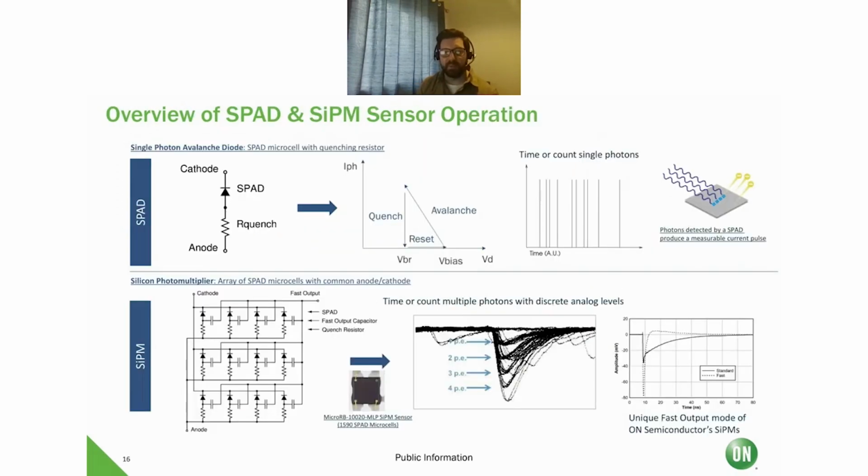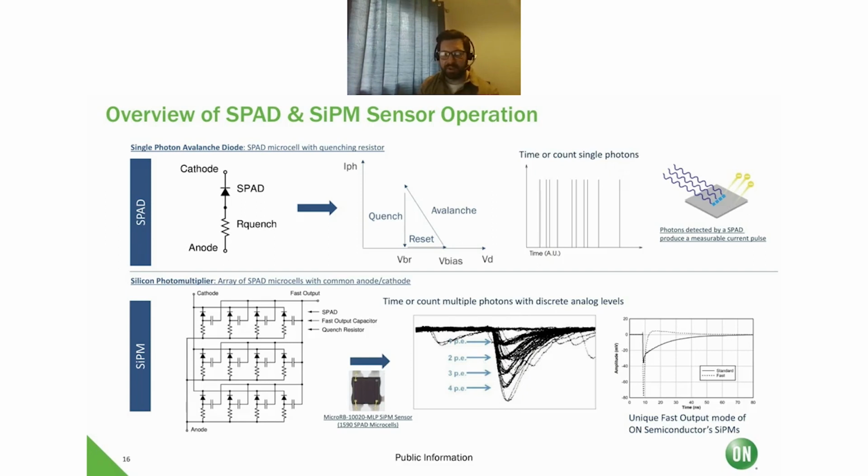So how does an SiPM or SPAD sensor operate? The basic building block is the SPAD. It's got 2 pins, a cathode and anode, and a quench resistor. A SPAD is operated above its breakdown voltage, where it operates in Geiger mode and benefits from very high internal gain. On receipt of photons, it produces a measure of current, which is burnt across the quench resistor during its avalanche phase. It then resets and charges back up from its breakdown voltage to its applied bias voltage. So a SPAD or microcell can be used to time or count single photons.